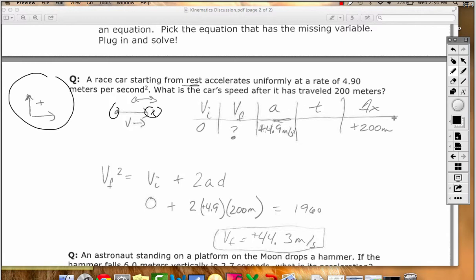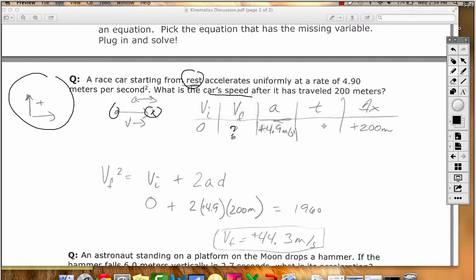Then I wrote down my 5 kinematic variables, and I wrote in what I knew. I knew the initial velocity was 0 because it starts from rest. I knew the final velocity was the question that I'm looking for, because this is what's the car's speed after it has traveled 200 meters. So that's the question. I wrote that with a question mark. I knew that the acceleration of this car was plus 4.9 meters per second squared. Notice how I put the plus there.